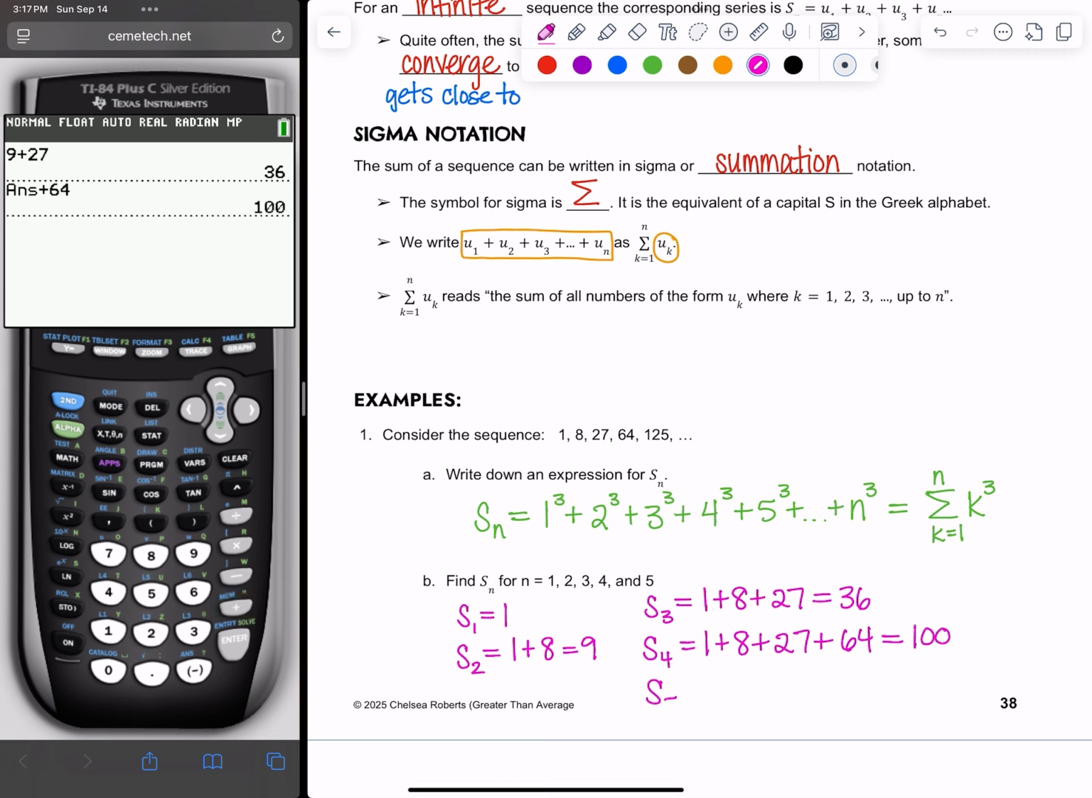And then S sub 5, which means take all the numbers in S sub 4, and you are just going to add on the fifth number, which is 125.